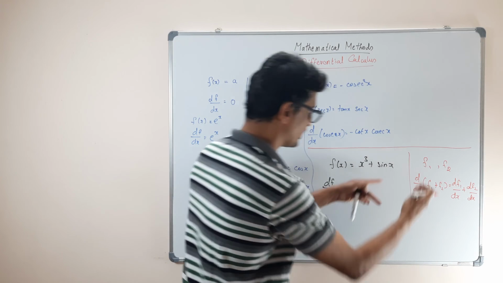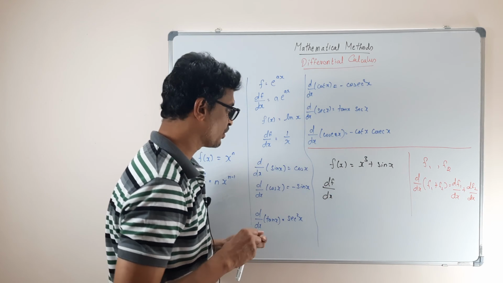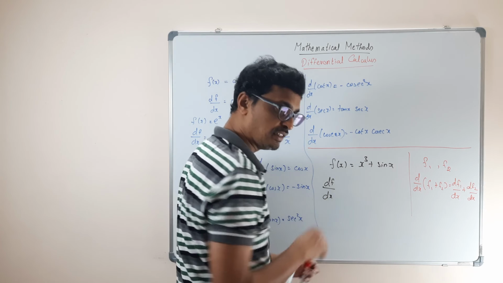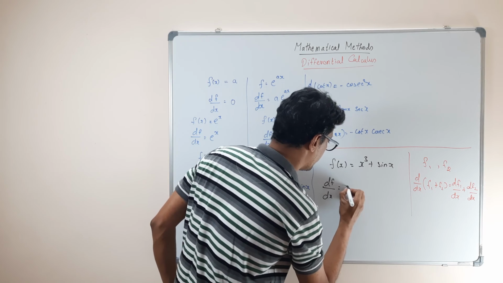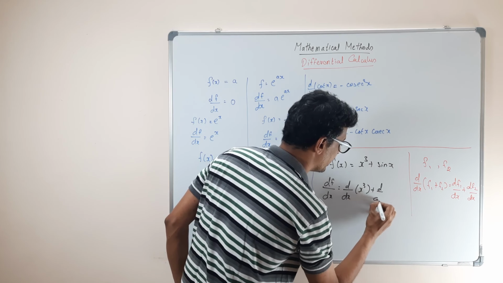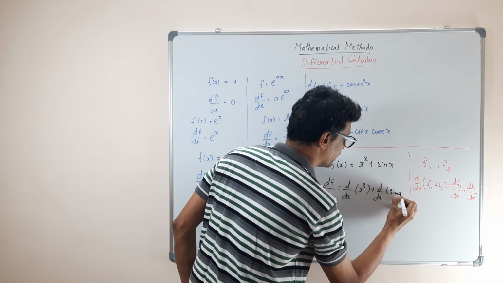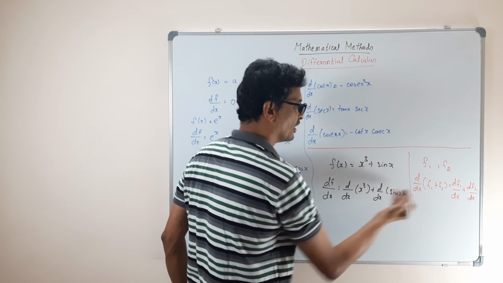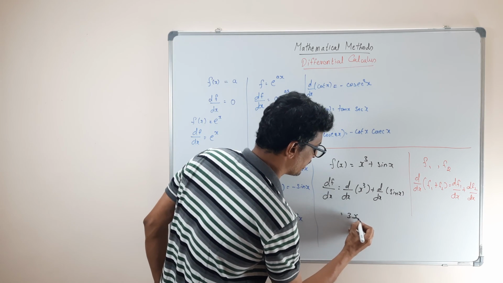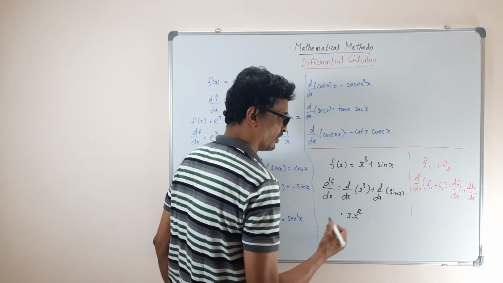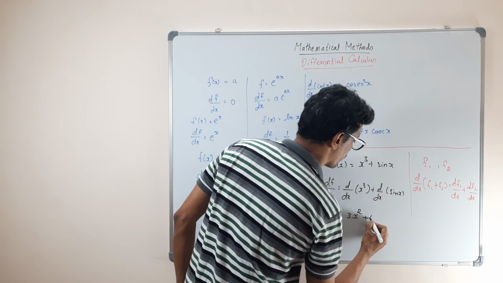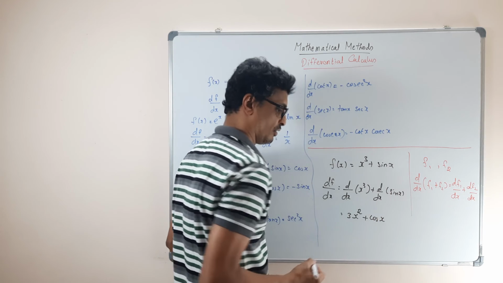Correct? So isn't that the same? So what happened? This will be d by dx of this quantity plus d by dx of this quantity. So we are having d by dx of x cube plus d by dx of sin x. You got it? Because this is f1 and this is f2. That's what you have done. So what will this be? Tell me. 3x square. What is d by dx of sin x? Plus cos x. That's it. You got it?